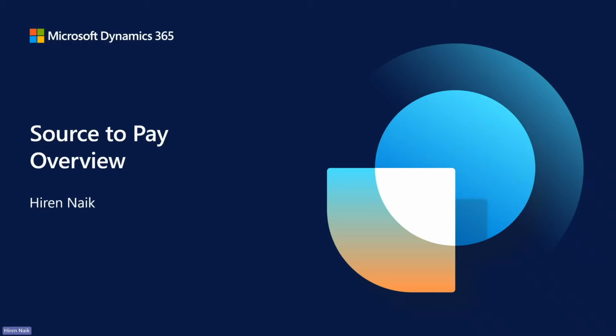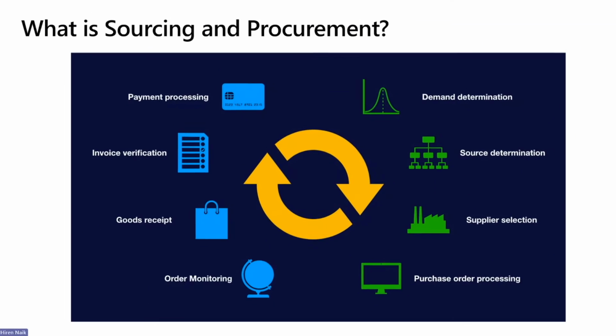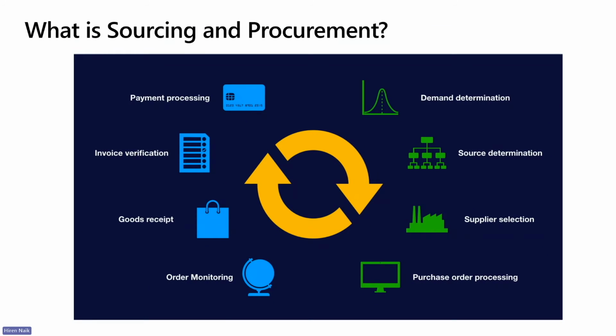The Source to Pay process is a term used to describe the entire process of purchasing goods or services from a supplier and paying for those goods and services. This process includes all the steps from the initial procurement request to the final payment to the vendor. Now let's review what is sourcing and procurement.